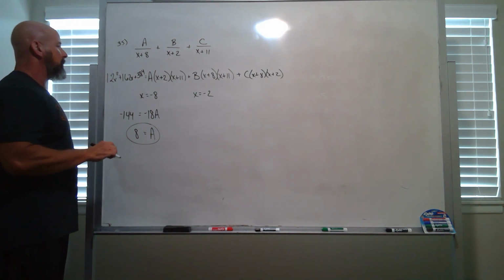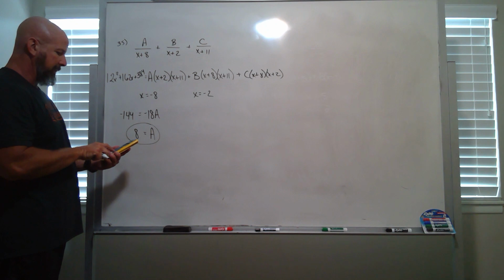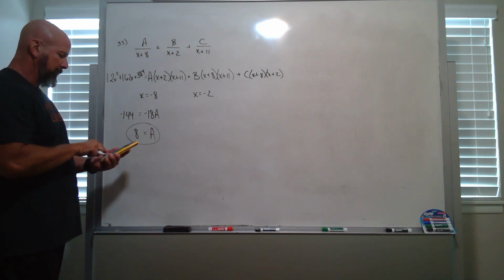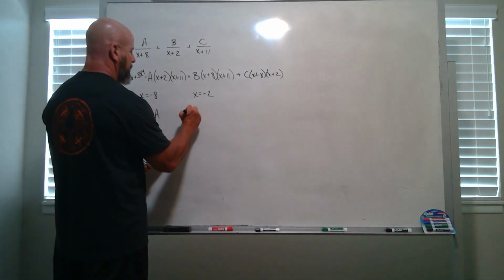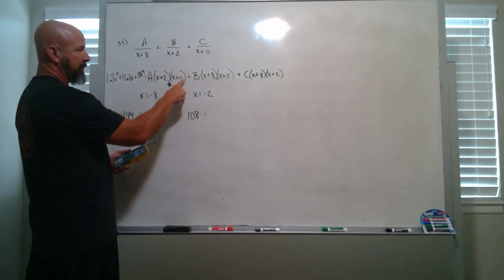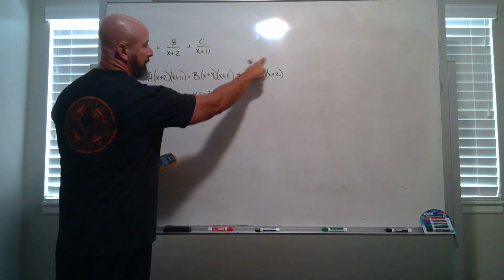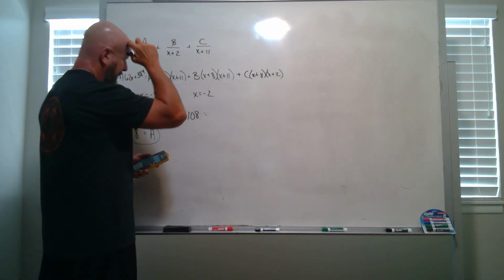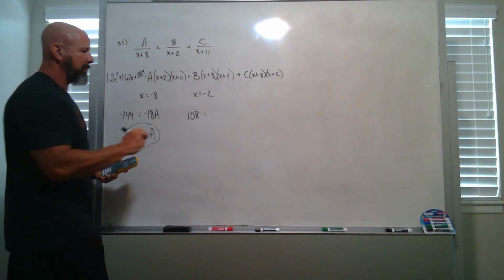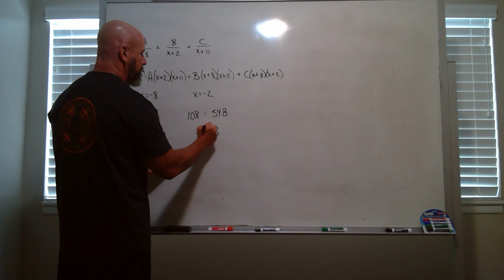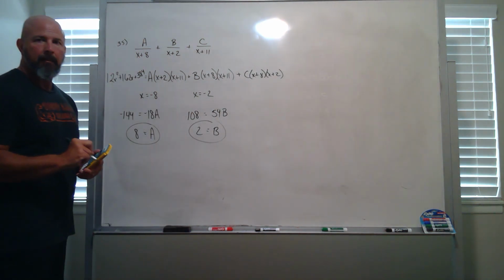x is negative 2. Right, so on the left side, 12 times negative 2 squared plus 162 times negative 2 plus 384 gives me 108. Negative 2 will zero out this term. It'll zero out the c. And right here, negative 2 plus 8 is 6. Negative 2 plus 11 is 9, so that would be 54b. So b would be 2. I've got a and b.